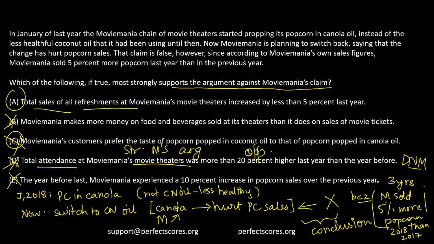A says total sales of all refreshments increased by less than 5% last year, which basically says that although the total sales increased by less than 5%, Movie Mania's popcorn sales actually increased by more than 5%. That means the popcorn sales were not bad if you compare it to what was going on in that particular year. So Movie Mania's argument is wrong. Did you get how A is the answer? Yeah, it's all about this part over here. Less than 5%, and 5% more popcorn than last year. So popcorn is performing better than the other kind of refreshments. Lakshmi, is it clear why A is the answer?